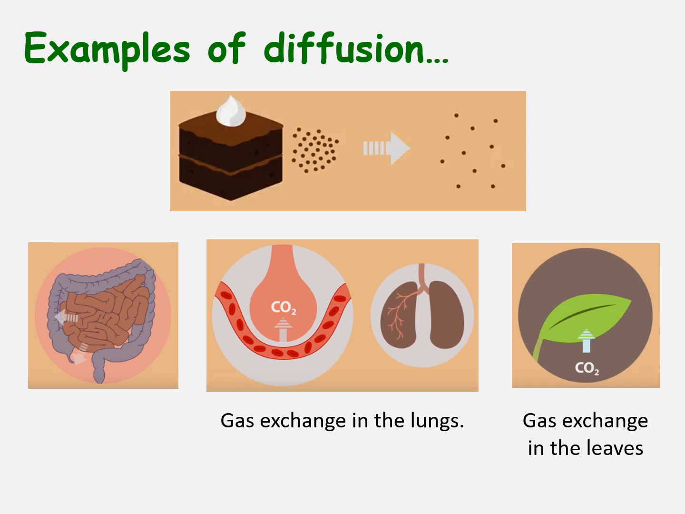And finally, I've included this last picture here to show the absorption of nutrients in the small intestine, just really to remind you that diffusion doesn't just happen in gases, it can also happen in liquids, in substances that are dissolved. Okay, so for example, glucose can be absorbed from the small intestine into the blood. It's in a higher concentration in the small intestine to a lower concentration within the blood. So it's not just gases, it can happen with dissolved substances in liquids too.